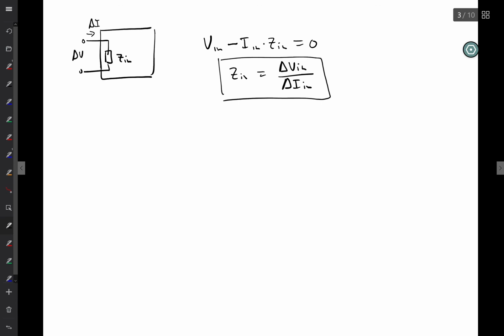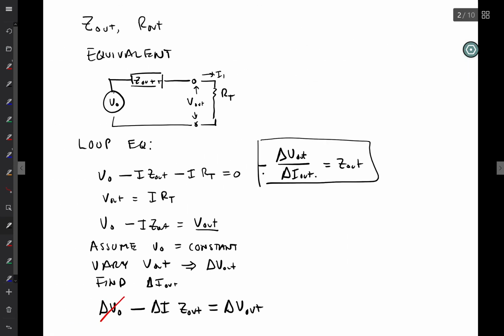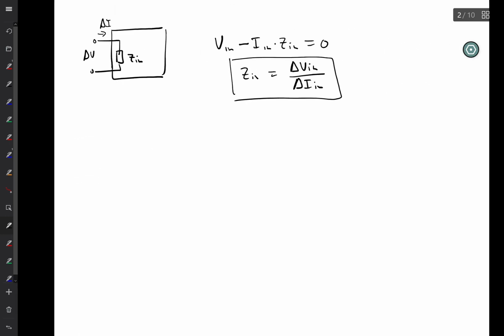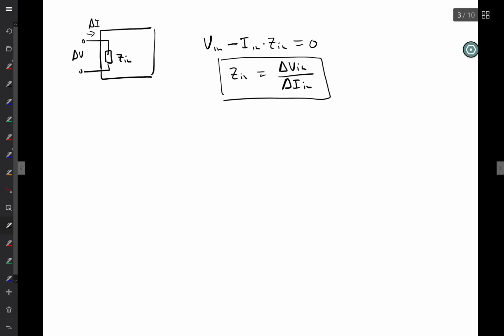Now you notice, going back to this first one, there's a minus sign here, but there is not a minus sign in this one. So that's all you really need to know in terms of the definitions. Then you can apply them to particular situations.